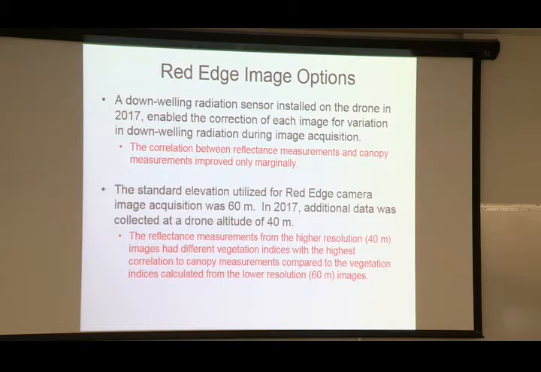Another interesting thing was in 2017, we tried a different elevation. So everything I showed you was acquired over those plots at 60 meters for the drone. Matt and I had some fun and flew this at 40 meters. That's tough to do, to fly slow enough and with a steady hand, but we tried it. And lo and behold, we got some good images stitched together and everything, but some of the vegetation indices that were kind of mediocre at 60 meters were the best at 40.